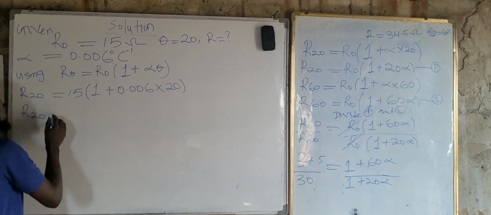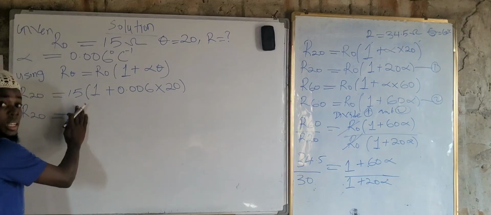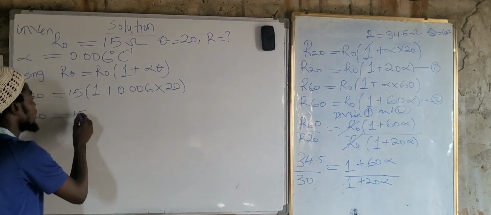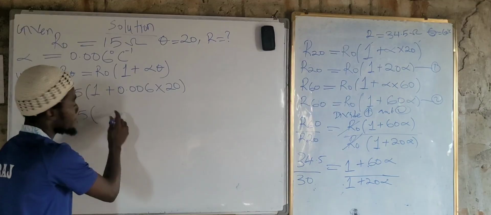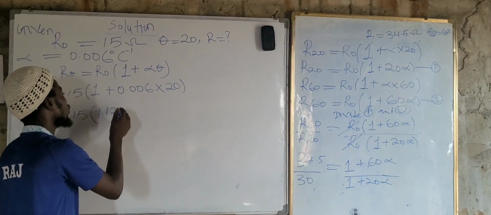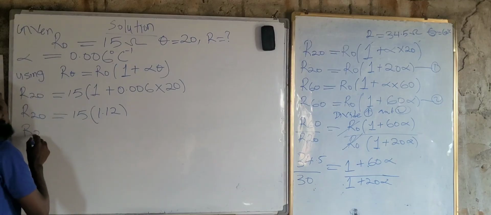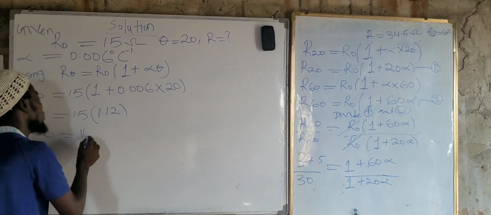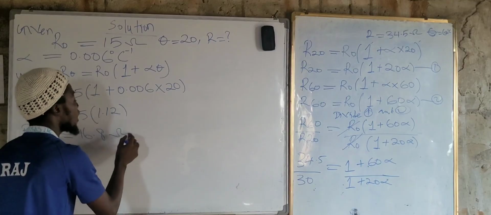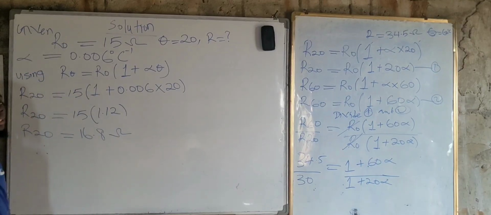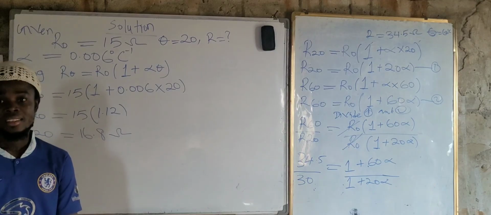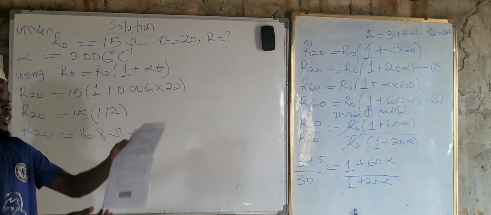R20 here is equal to 15, into everything, which is 1.12. And R20 here is equal to what? 16.8 ohms, right? Therefore, the resistance here is 16.8 ohms. According to the question here, it says what?